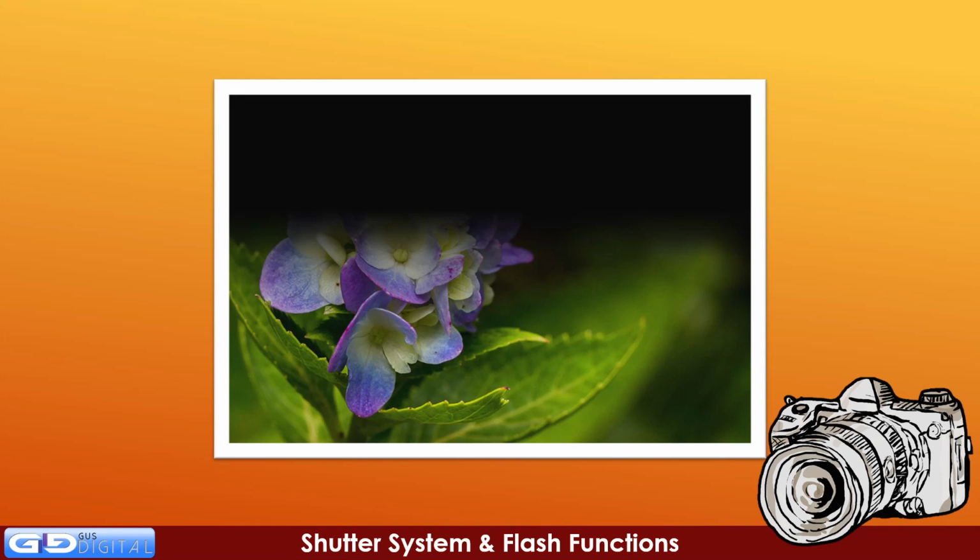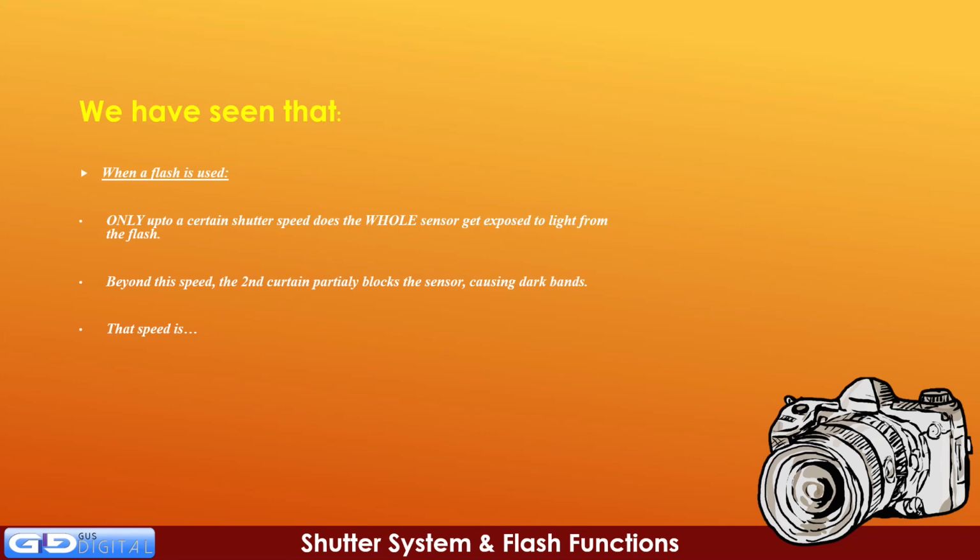Where the dark band appears might vary from camera to camera, depending on if the shutters move up or down or left or right. If the flash fires before the first curtain fully opens, we might even get dark bands on both edges. So obviously, the light from the flash reaches the whole sensor only if the shutter speed is low enough to allow the first curtain to open fully before the second curtain begins closing. Otherwise, the second curtain will block the sensor partially, resulting in partially exposed images.